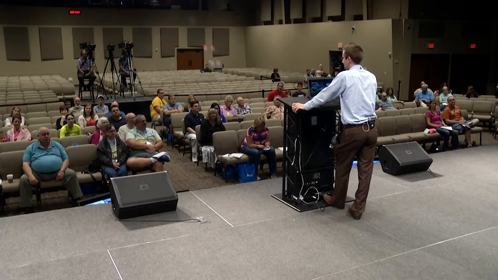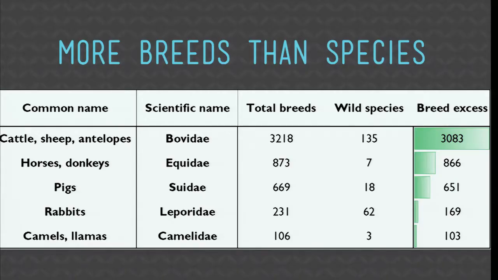Wild guesses. Hundreds? 873. That's that second row there. In the family Equidae, the domestic versions we have 873 breeds, just 7 species in the wild. That pattern holds true in other families in which we have domesticated versions. Bovidae has cattle, sheep. It's a family that has cattle, sheep, antelope, so forth. 3,000 plus breeds. Only 135 species in the wild.